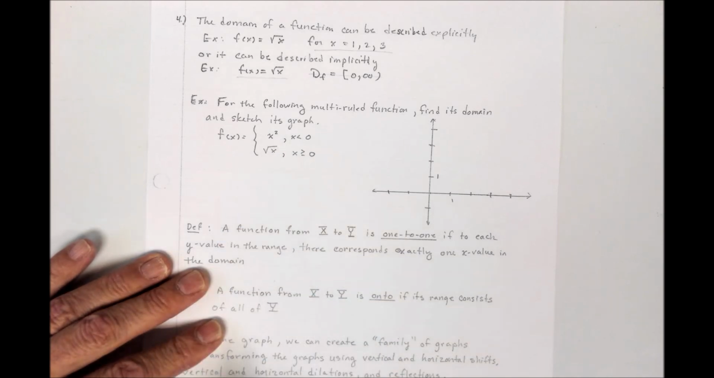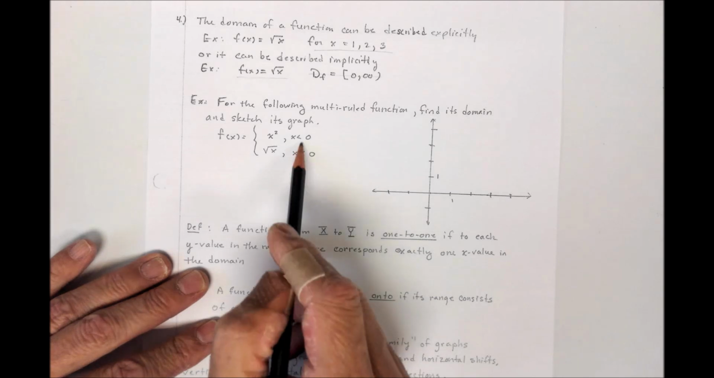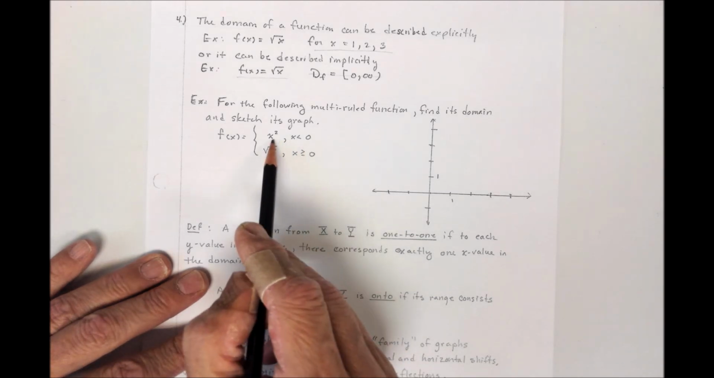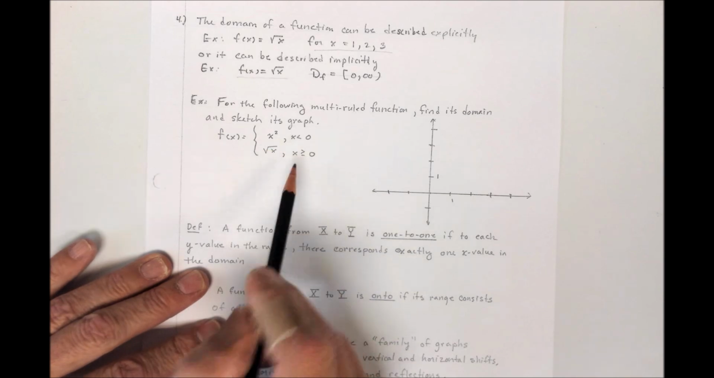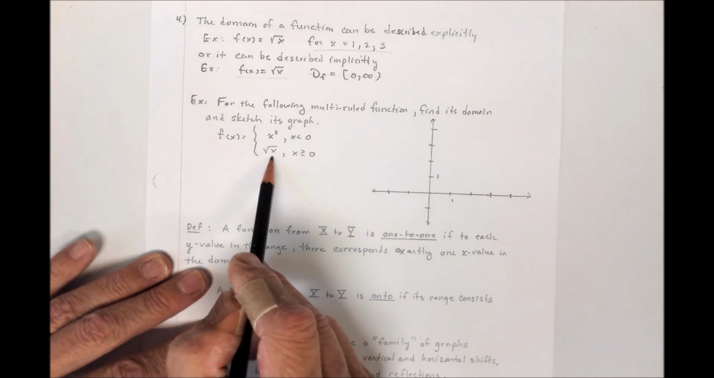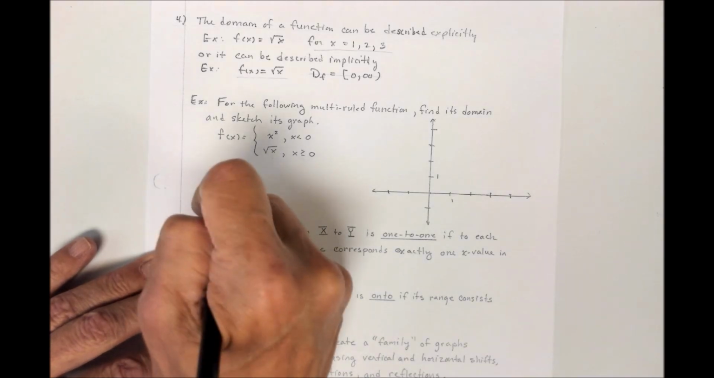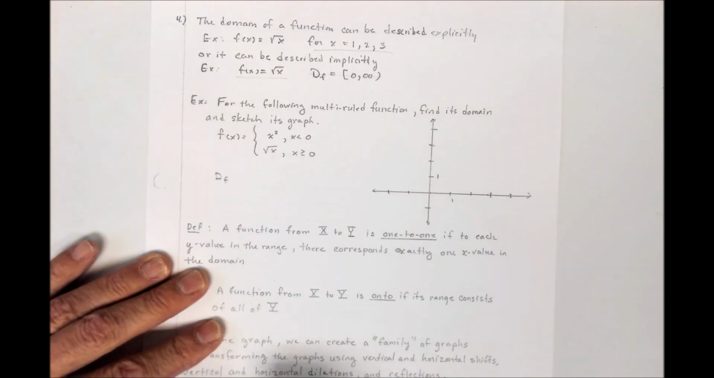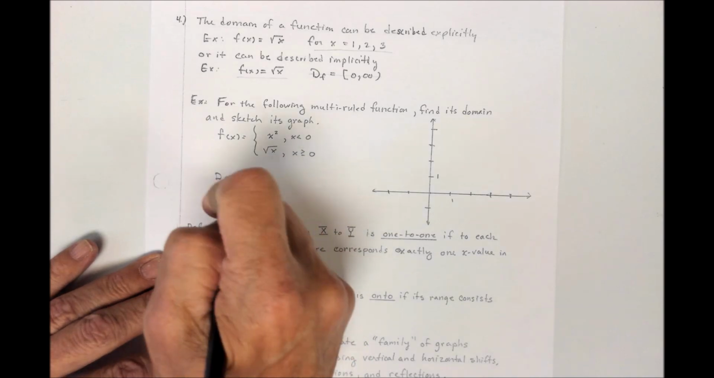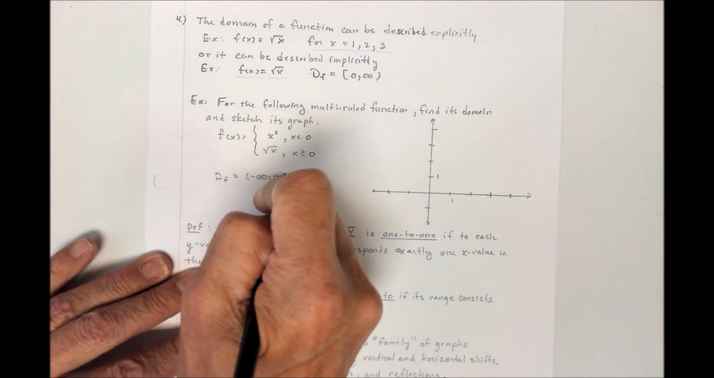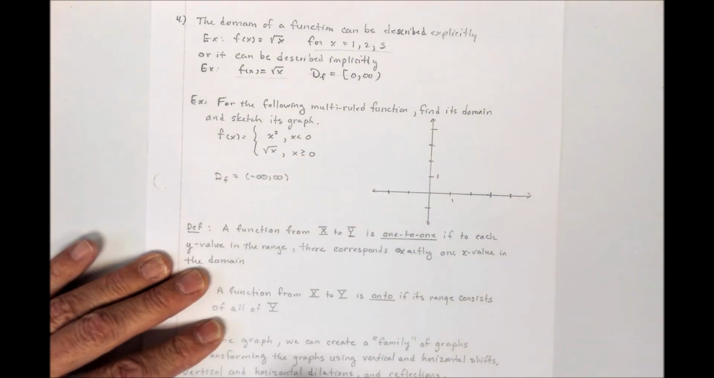But in this case, all the values are given right here. You can see here that if x is less than 0, you're using the rule for x squared, and if x is greater than or equal to 0, you're using the rule of the square root of x. So the domain here of f, capital D with a subscript lowercase f, is equal to all real numbers, because every real number is in one of those 2 rules.